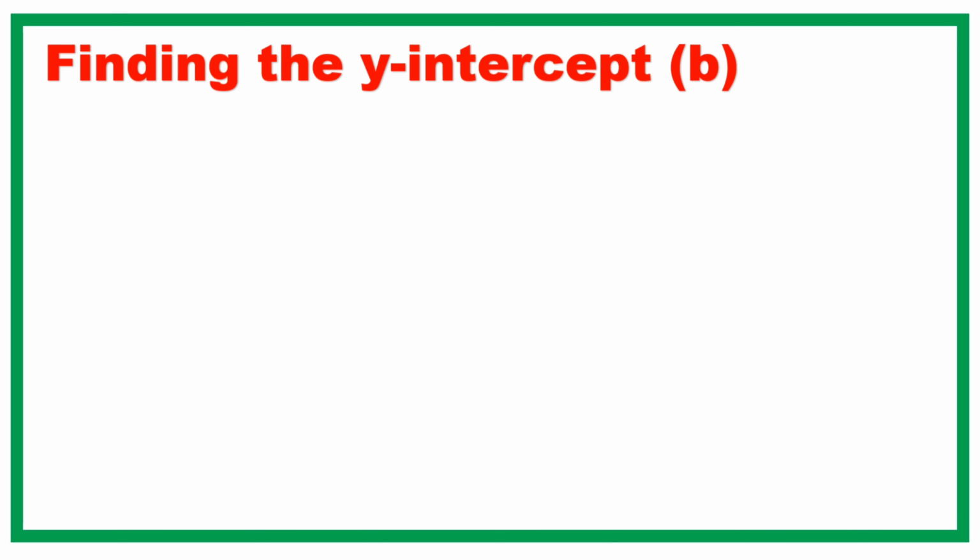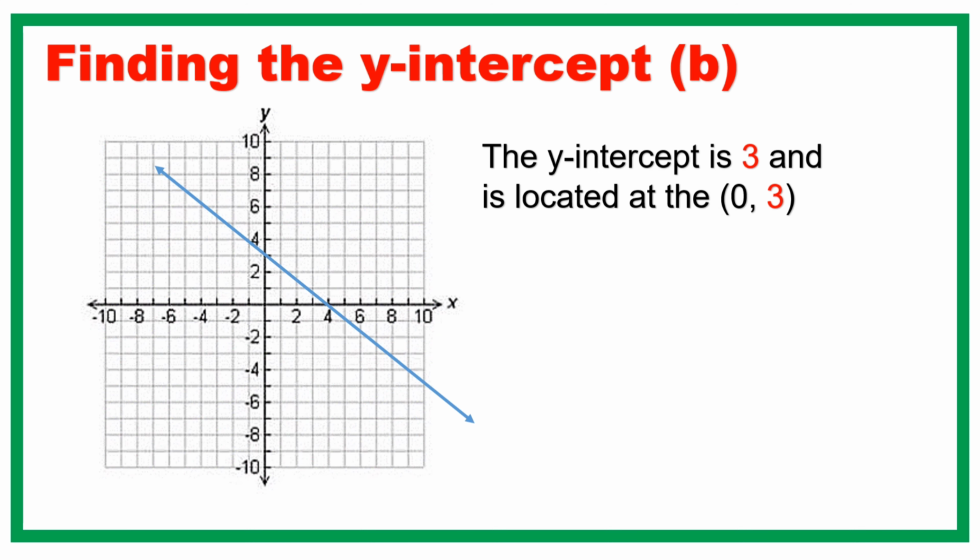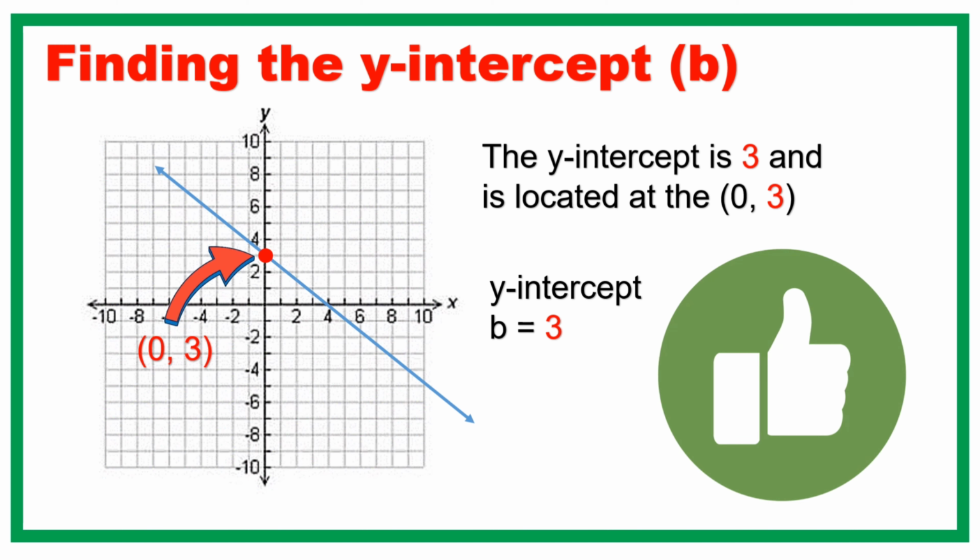Now, let's find the y-intercept, or the b. How are we going to do that? For example, this is the line. How are we going to look for the y-intercept? It's easy. The y-intercept is 3 and is located at (0, 3). There it is, our y-intercept. Our y-intercept again is 3. That's it. Just like that.